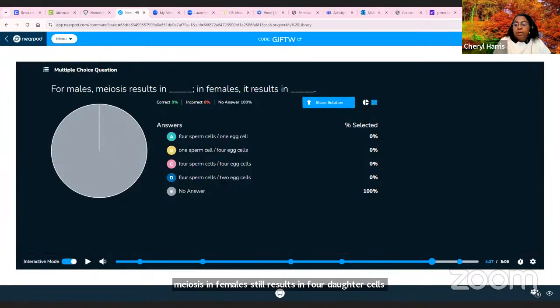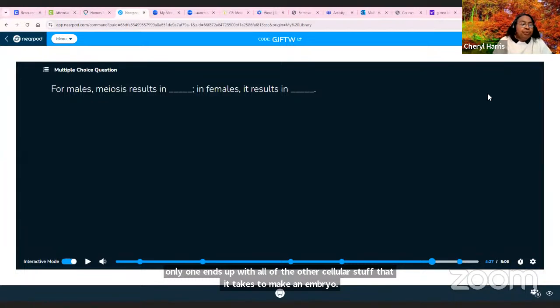All right, so let's work on this question. For males, meiosis results in, and in females, it results in what? I think they want to know how many cells.